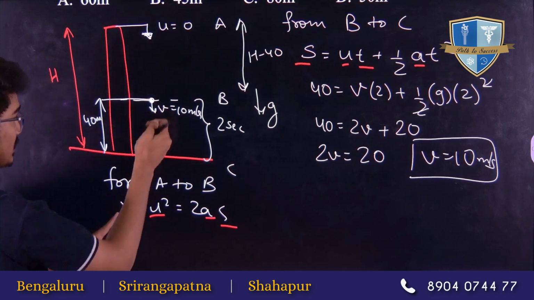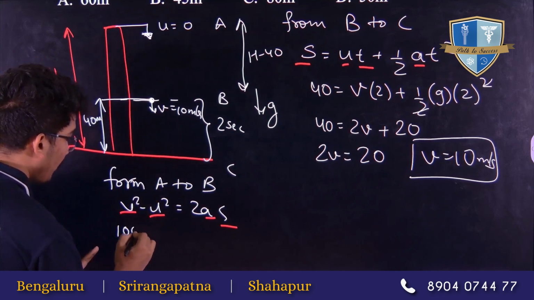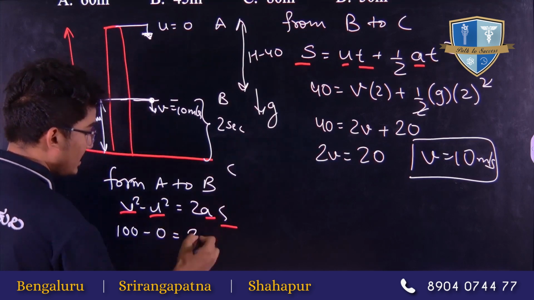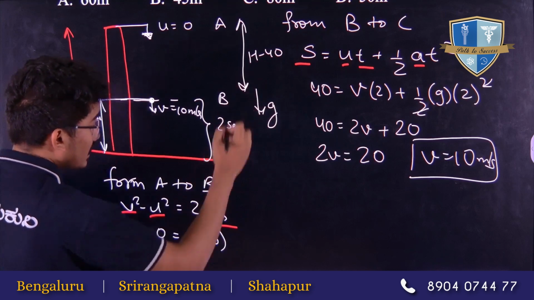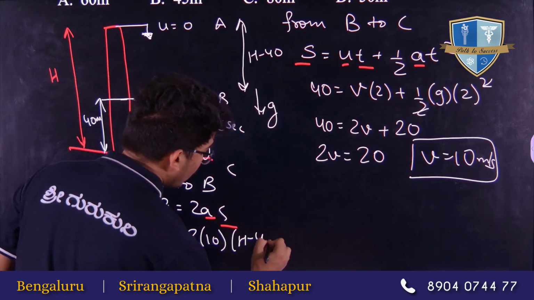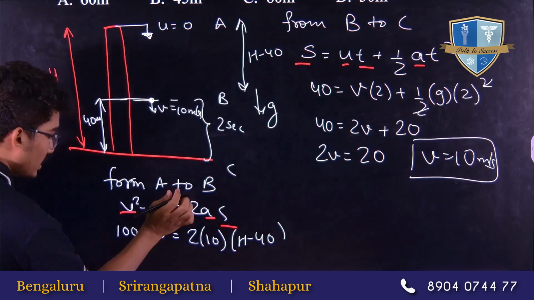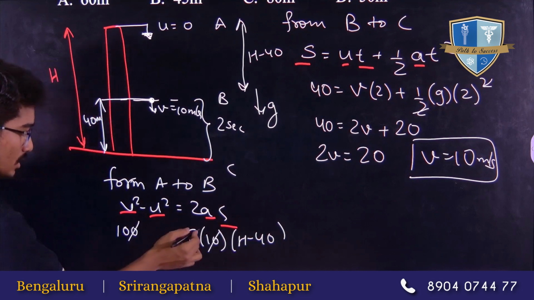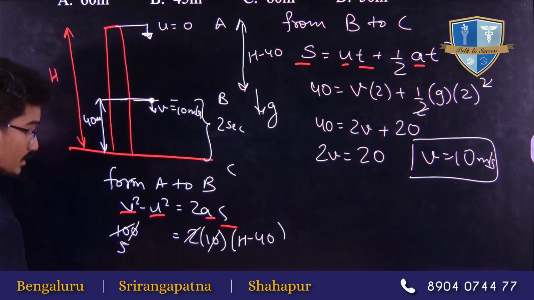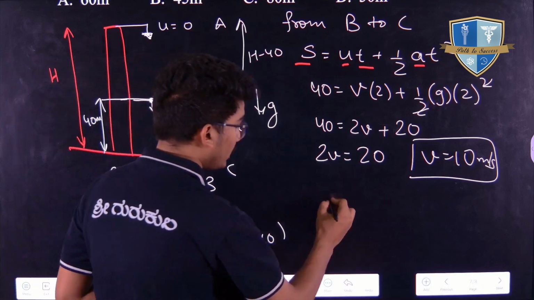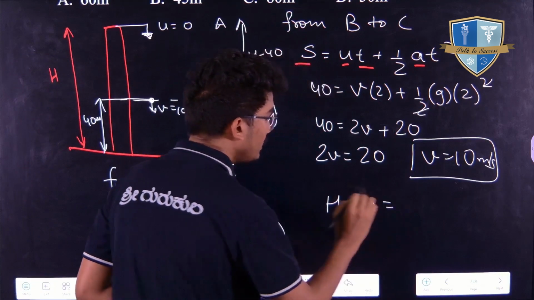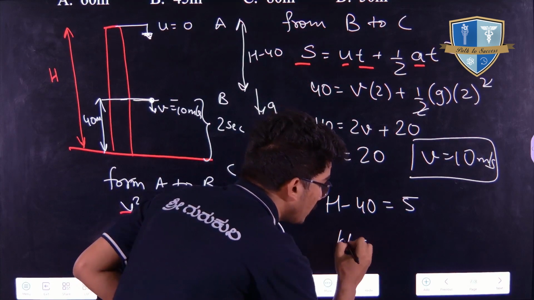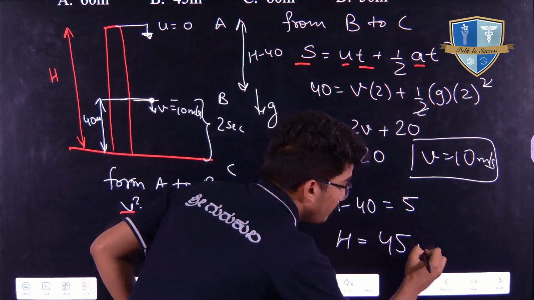So final velocity is 10, 10 square will be 100. Initial velocity is 0, is equals to 2 times acceleration 10 and displacement h minus 40. So let's remove this 0. 10 and 10 will cancel out. 2 ones are 2 and 2 fives are 10. So 40 h minus 40. h minus 40 is equals to 5, means h is equals to 45 meters.